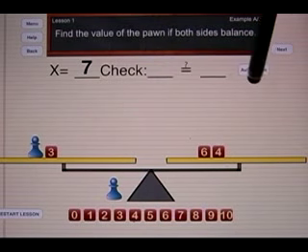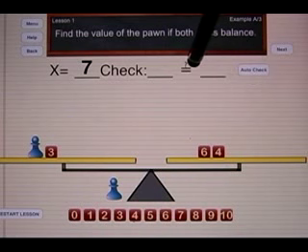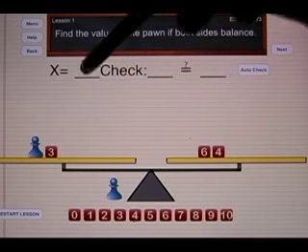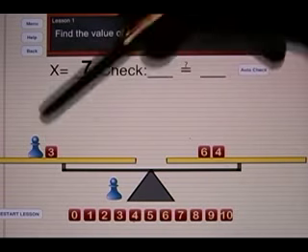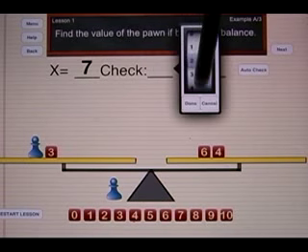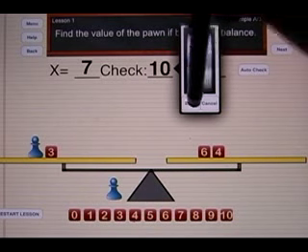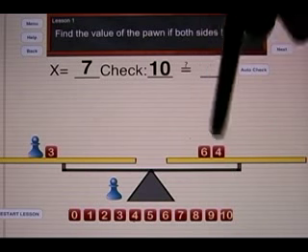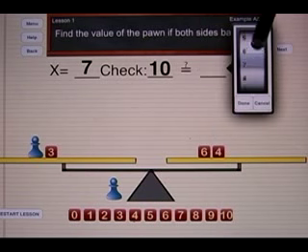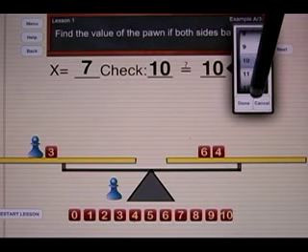Now we need to do the check. Notice that I have a question mark here. If both sides have the same value, the question mark will disappear. Well, if x is 7, 7 and 3 is 10. So on this side, I have a value of 10. On the right side, 6 and 4 is 10. So now both sides have the same value.